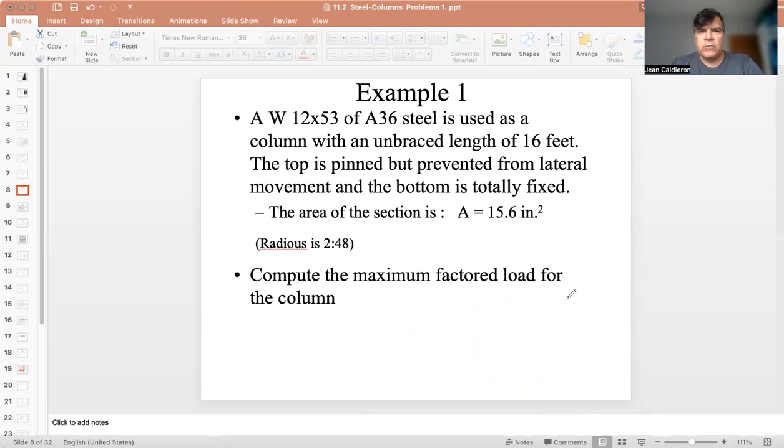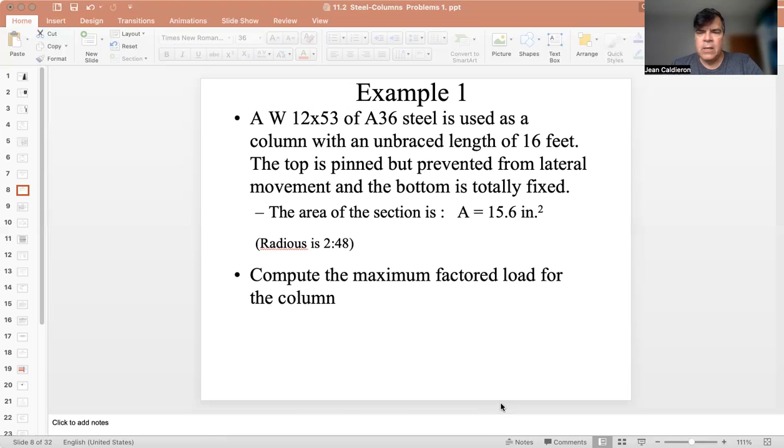Well, we have a W12 by 53. A36 is the type of steel because it can be A50 or A36. Tables will change. A36 is the normal steel. A50 is a steel that is used only for skyscrapers and tall buildings and bridges. It's a column. It has an unbraced length of 16.